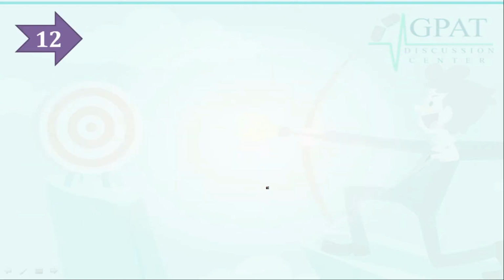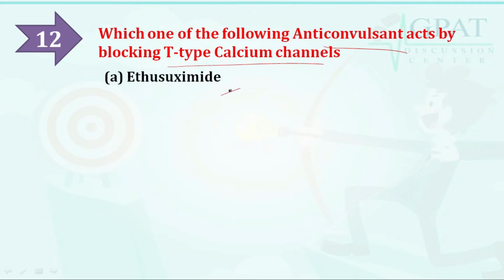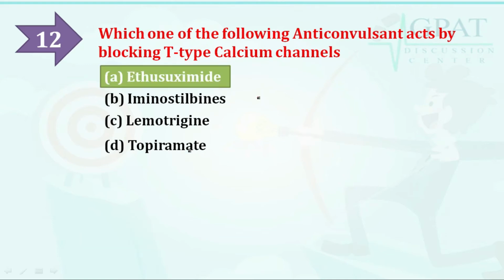Moving on to the next question: which one of the following anticonvulsants acts by blocking T-type calcium channels? The options are, option A is ethosuximide, option B is immunostilbenes, option C is lamotrigine, option D is topiramate. So which anticonvulsant drug acts by blocking T-type calcium channels? The correct answer is ethosuximide. Ethosuximide is used to block T-type calcium channels.